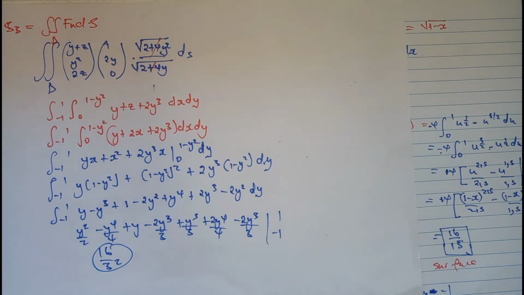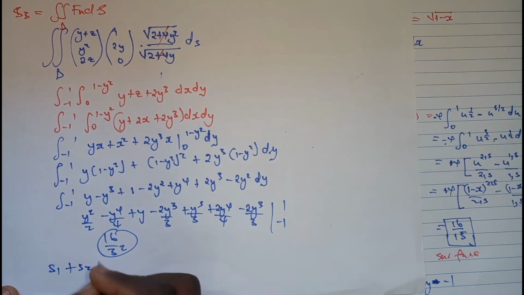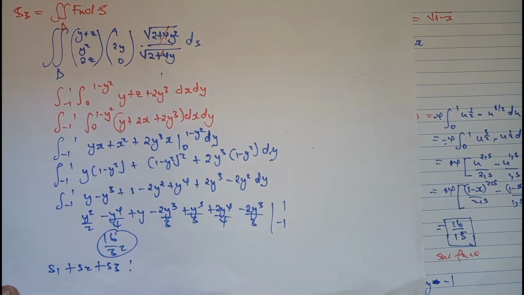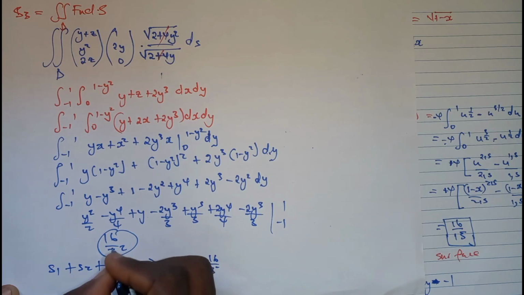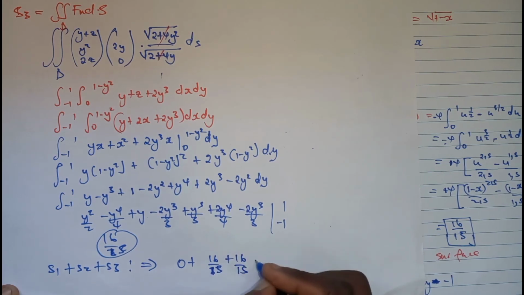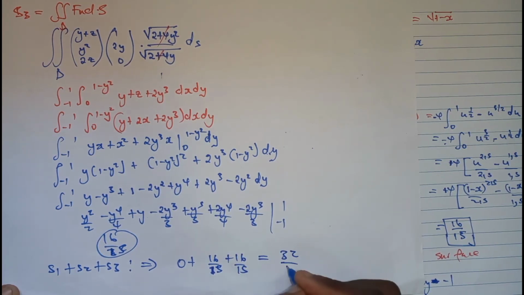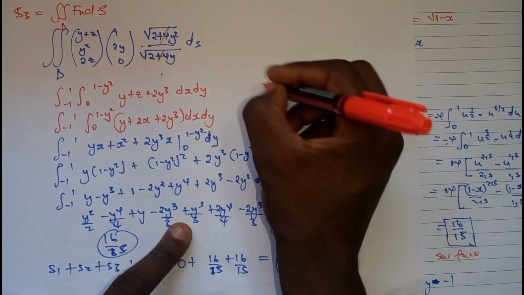Okay, so now what is our total flux? Our total flux is going to be S1 plus S2 plus S3. For S1, what do we have? 0. For S2, we have 16 over 15. For S3, we have also 16 over 15. And this is going to give us 32 over 15, like what we get when we use the divergence theorem. So now we can say the theorem is verified.